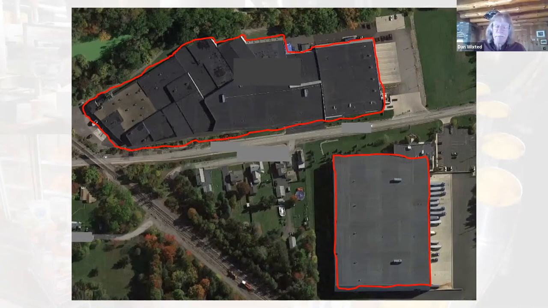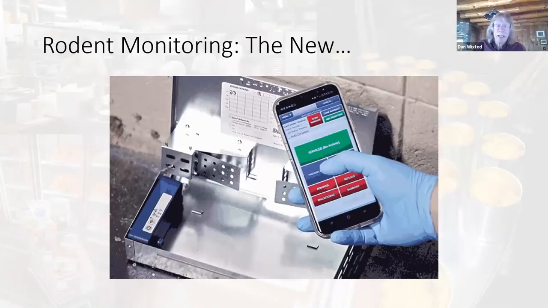Next slide. But now we have a solution for that: electronic rodent monitoring devices. A lot of companies make these, but they all work on basically the same principle. Next slide, please.